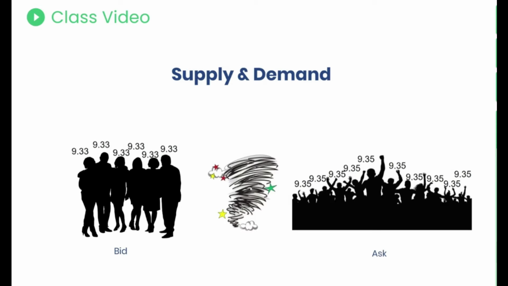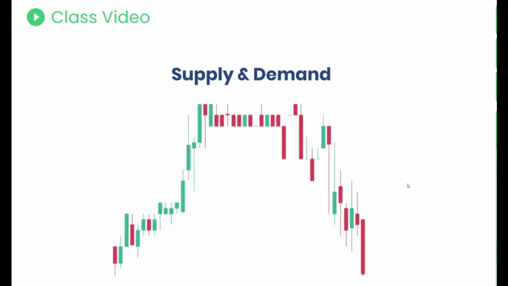Now, what we've got in this particular example is a big area of support. We've got a lot of people who are willing to pay $9.33, but we've got an even bigger group who are demanding that they want at least $9.35 for their shares. Now, there's no one at $9.34. Perhaps once in a while in this tornado, a trader will pop in and someone might scoop that up. But for the most part, we've got this big area of support and a big area of resistance, and no one is budging. So what does this look like when it actually shows up on the chart?